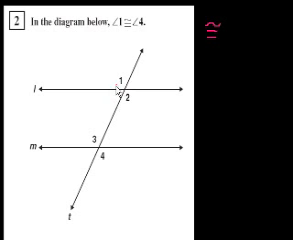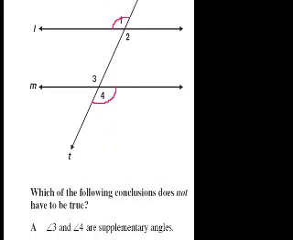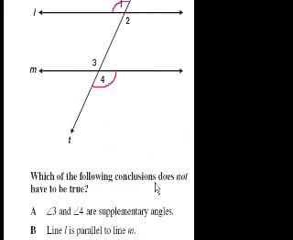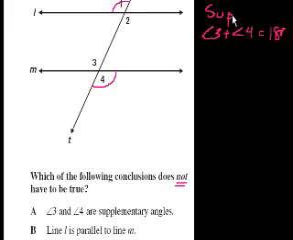So we could draw that here. Angle 1 is congruent to angle 4, which just means that these angle measures are the same, whether we're measuring them in degrees or radians. All right, now what do they want us to come to as a conclusion? Which of the following conclusions does not have to be true? Does not have to be true. Angles 3 and 4 are supplementary angles. So what does supplementary mean? That means that angle 3 plus angle 4 have to be equal to 180. This is the definition of a supplementary angle.